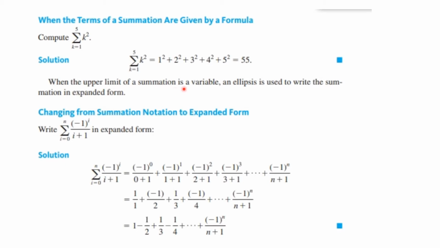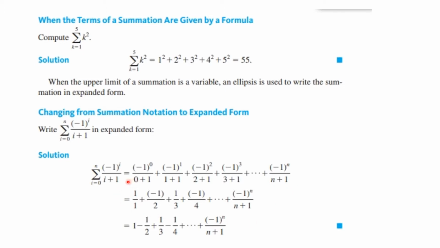When the upper limit of a summation is a variable, we can use an ellipsis, that's the dot dot dot, to write the summation in expanded form. So down here we have this. You write the summation as i goes from 0 to n of (-1)^i over i plus 1 in expanded form. And so we write it that way. So we start at 0 and it goes 1, 2, 3, plus, but then it is dot dot dot all the way up to where we end with n.